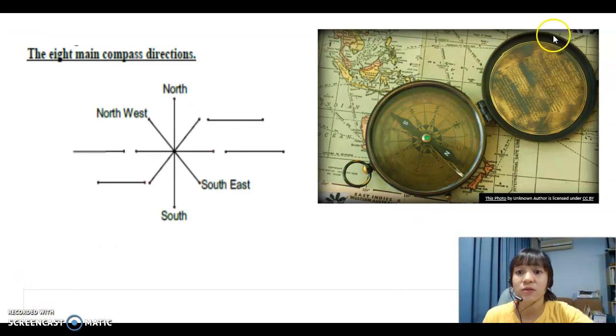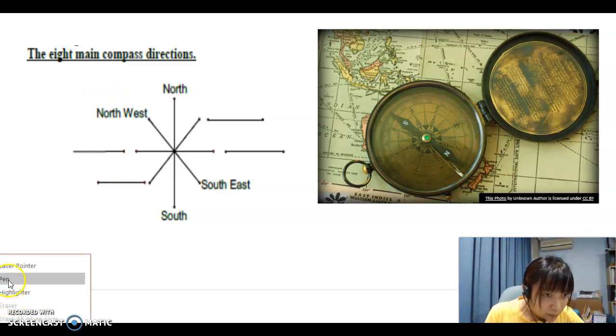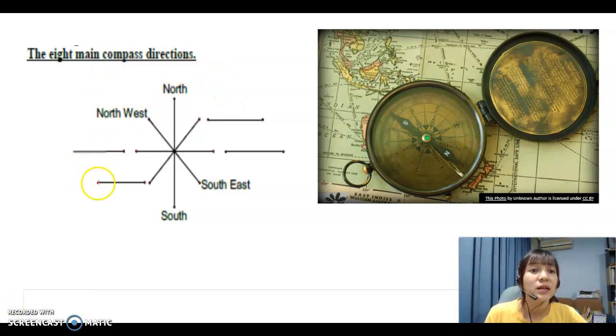Okay, first of all, this is a compass that we always see on TV, but we seldom get hold of it, right? So first thing we have to learn is the direction. We know north is always facing the top, right? Facing to the top, north here. So how about this one? North is up, this is east, south, and this part is your west.